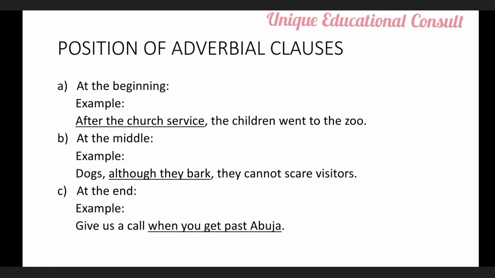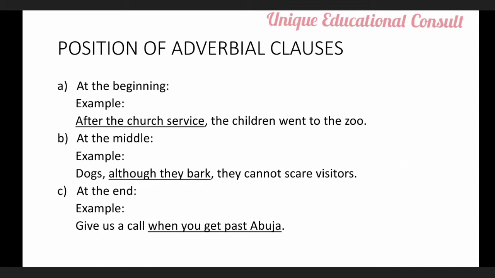You can observe that there is a comma there, and that comma simply comes there because we have the subject of the sentence coming after the adverbial clause. And we use the comma to offset the adverbial clause from the main sentence, the main clause. The children went to the zoo. That is a complete sentence on its own. I hope this is clear.